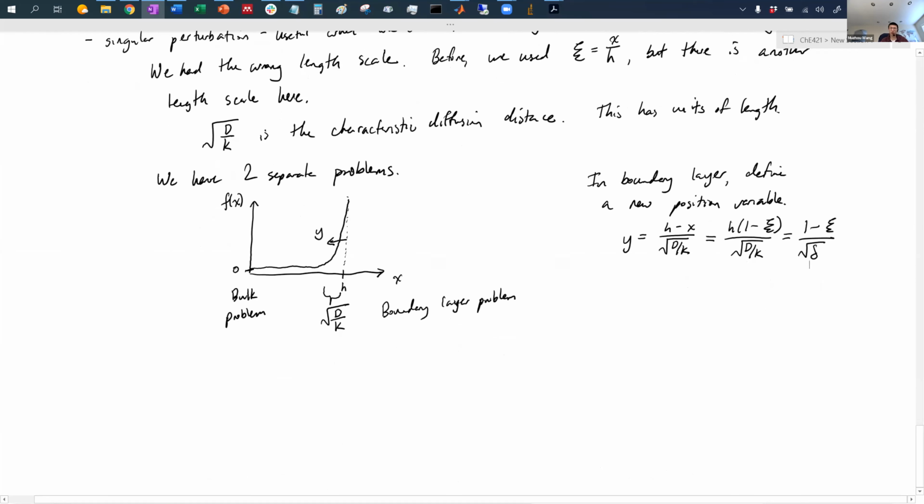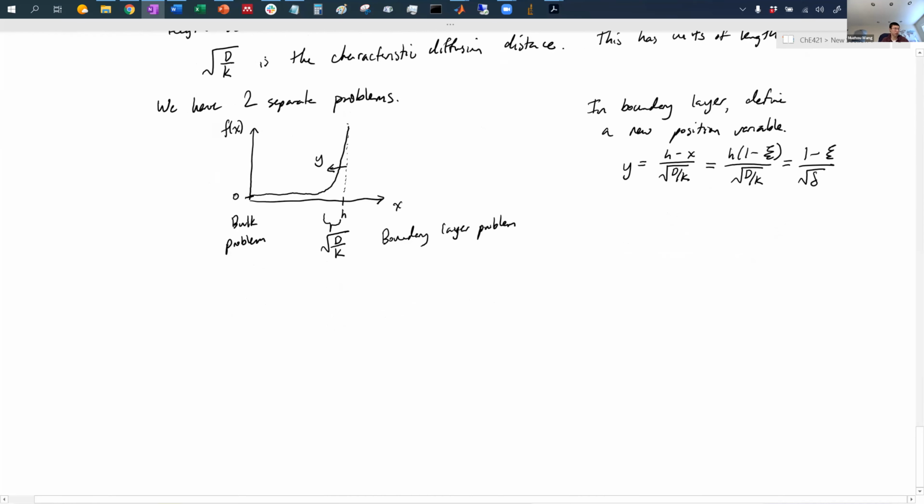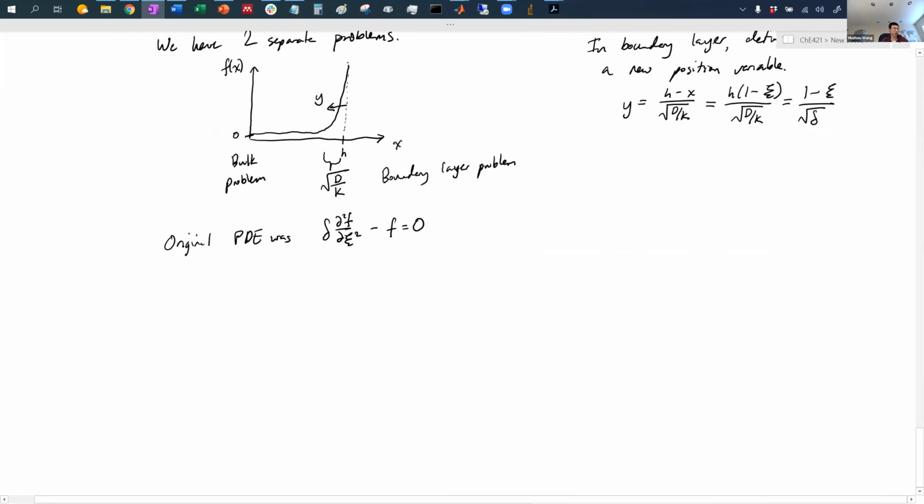Okay. Let's look at our PDE now. I'll say the original PDE was this. We can now, instead of expressing stuff in terms of c here, express it in terms of y. To do that, we need to re-non-dimensionalize. Let's just go through all the chain rule math and stuff like that.